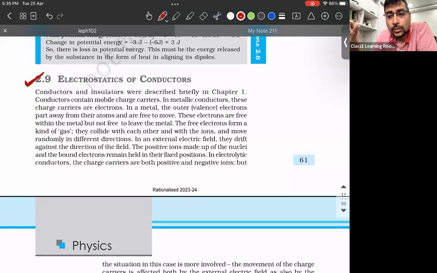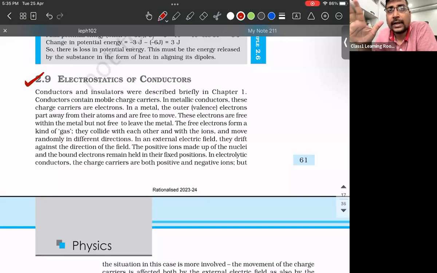What was the fourth point? Electrostatic potential inside a conductor is always a constant, and its value will be exactly equal to the value that is present on the surface of the conductor. What was the fifth point?